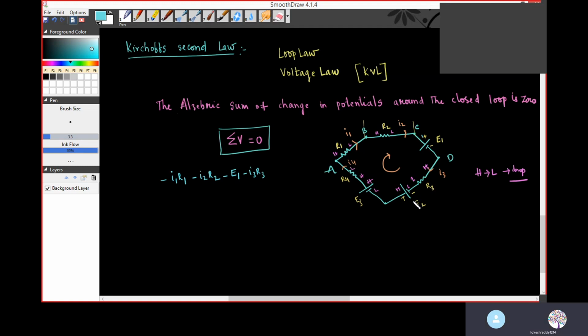Then here low to high, plus E2. Then here low to high, plus E3. Then high to low, so minus I4 R4. This is equal to 0, because sigma V is equal to 0. This is based on conservation of energy.